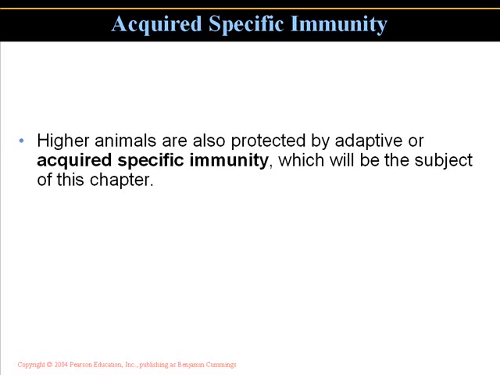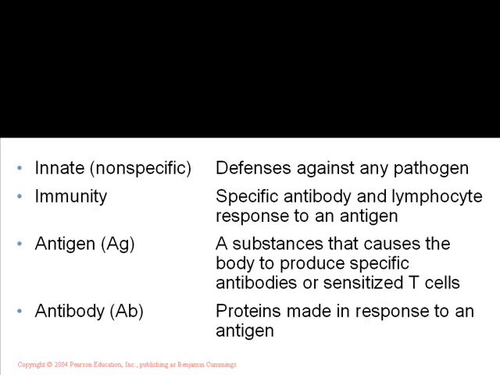Also, there are certain disease processes in humans that can compromise our immune system enough that we can't fight off diseases. So different microorganisms that typically would only affect animals, or typically would live in our system without causing disease, can, because of a compromise in our own immune system, make us susceptible to those diseases. Higher animals also are protected by adaptive or acquired specific immunities, and we'll talk about that a lot more.